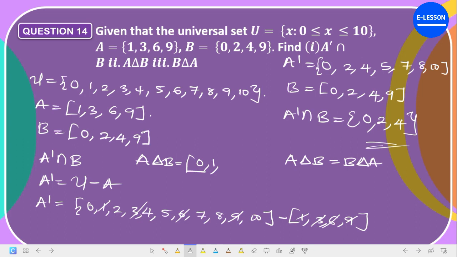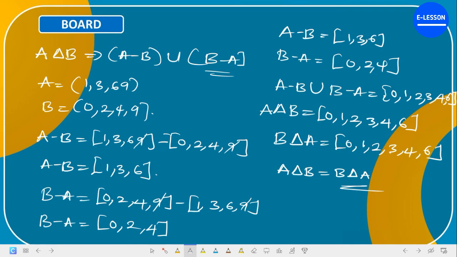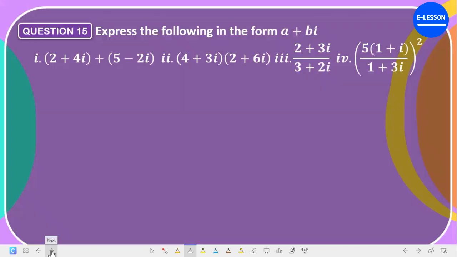What do we have here? 2. Is 2 common? No. So you take it down. The next one is 3. Is 3 common between them? No. So you take it down. Then what do we have here? 4. Is 4 common? No. Then we have 6. Is 6 common? No. But we have 9. But 9 is common between the both of them. So you don't write it. So the answer is what? 0, 1, 2, 3, 4, and 6. And that's what we have here also. 0, 1, 2, 3, 4, and 6. And that is the answer to that question.